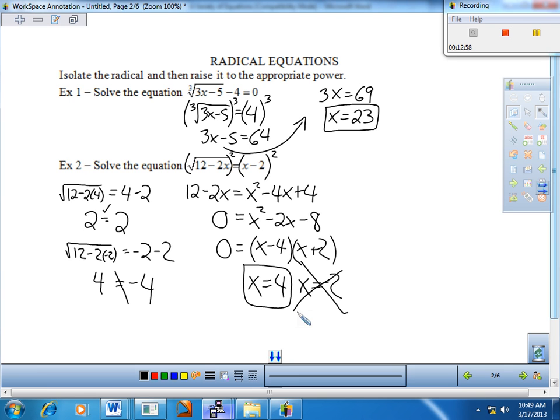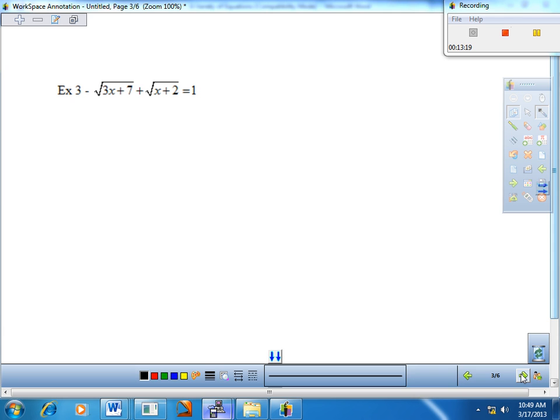So just be careful. It just so happens that in each case, one worked and one didn't. We could find a situation where both work, so please check both. You could find a situation where neither one works. So just be careful. Please check those answers. Has to work in the original. All right, now it gets hard. Yikes.